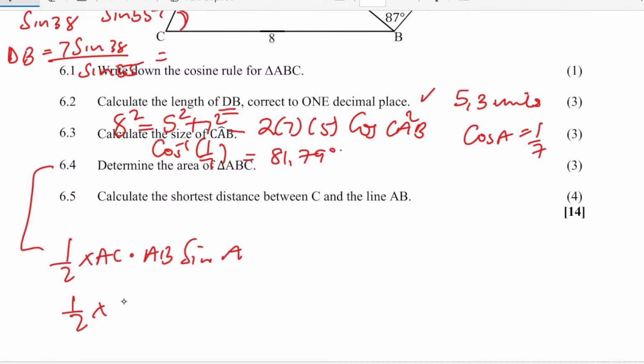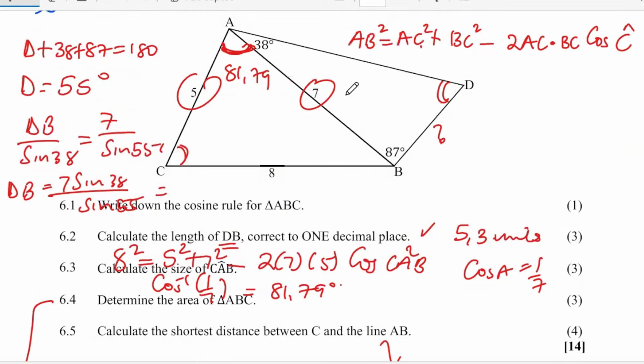So it's a half times 5 times 7, the sine of 81.79. That gives me 17.49 units squared. And then 6.5, the shortest distance between C and the line AB. So meaning that the shortest distance should be making a 90-degree angle, if we are to look at it in that format.